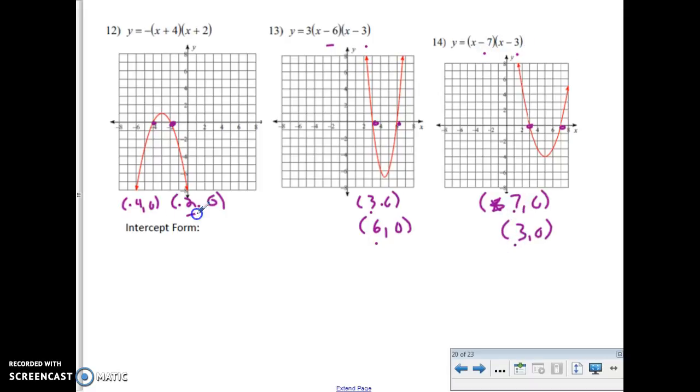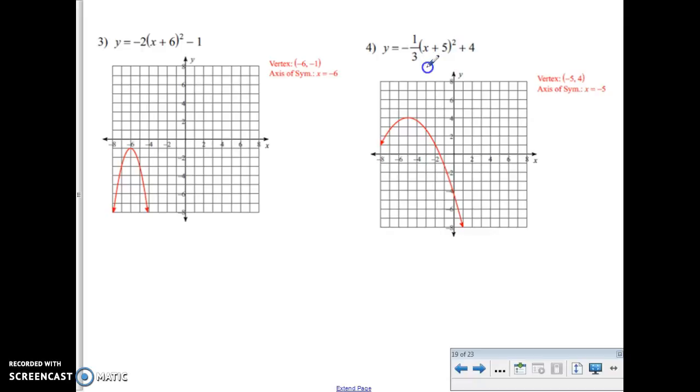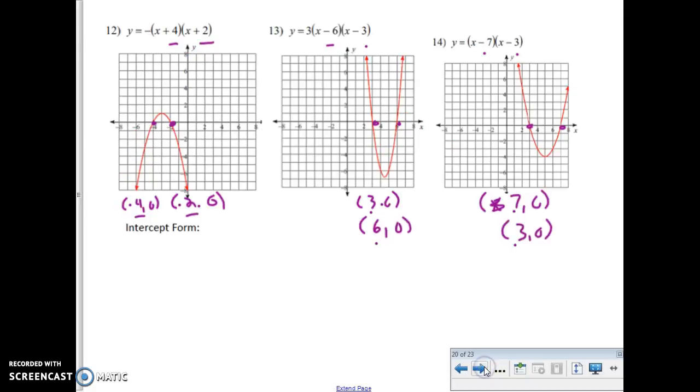Okay? But then if I look at plus 2, I get negative 2. If I look at negative 4, I get plus 4. So it looks like it's similar to what we did before, in which plus 5 meant that I was going to the left 5, plus 6 meant I was going to the left 6. So it looks like this is telling me I'm going to the left 4 for one zero, left 2 for another, right 6, right 3.